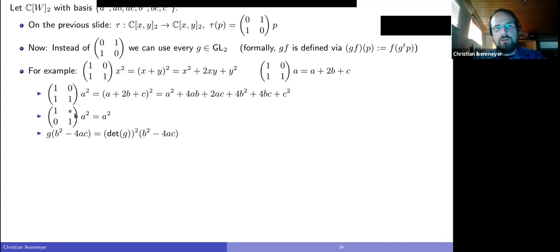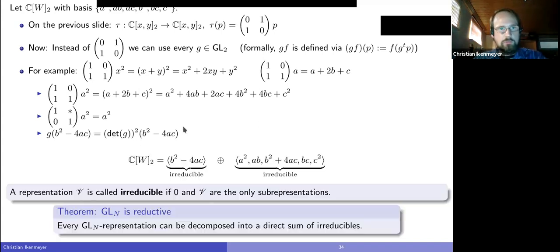So for example, if you have an upper triangular matrix here, and you apply this to A squared, then, well, A squared is the coefficient here of x squared. But this matrix says you keep x invariant and you're only doing something with y. So this means that this fixes A. So it also fixes A squared. So nothing happens here. And a bit longer computation shows that if you take the discriminant and you act with a 2x2 matrix G, this actually just rescales the discriminant by the determinant of G squared. Well, that's a bit of a longer computation.